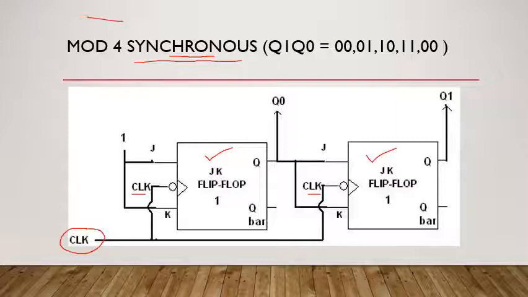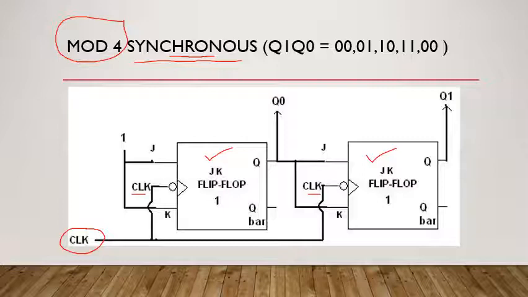Now, let us understand some more things here. There is a term mod 4. What does this mod 4 synchronous counter mean? So mod for a counter is basically the modulus value, and it gives the number of states which are possible for a particular counter. Let us try to understand this better.